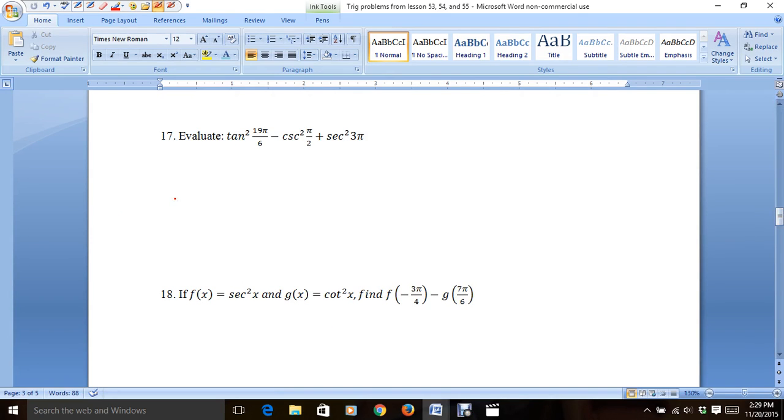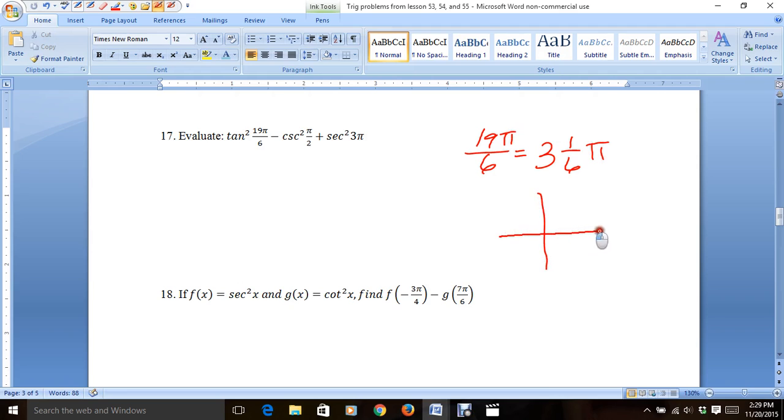So 19 pi over 6, if you've got 19 over 6, you can reduce that to 3 1/6. So if this is 19 pi over 6, that's 3 1/6 pi. And what that means is spin around the whole circle, that's 2 pi. Another pi is halfway around the circle. And then another pi over 6 is another 30 degrees, which puts you here.